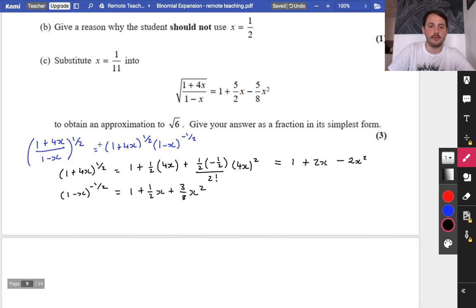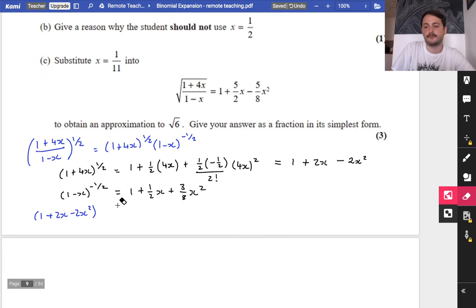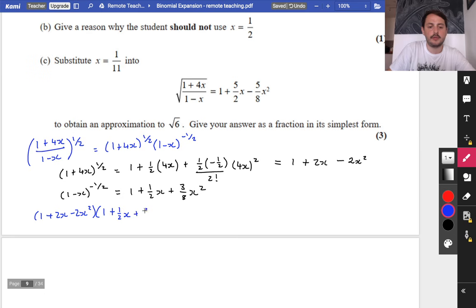And so we want to find out what this thing is equal to. So we're going to actually just multiply these things together. So I've got my 1 plus 2x minus 2x squared multiplied by 1 plus a half x plus 3/8 x squared. And remember, you can ignore anything with cubics. So first of all, I'm going to multiply everything in here by the 1. So I get 1 plus a half x plus 3/8 x squared.